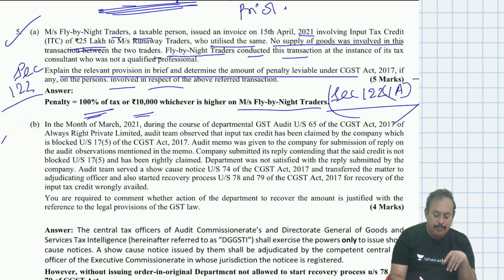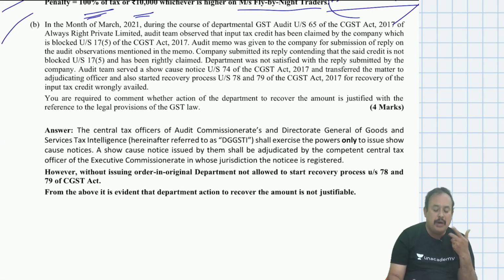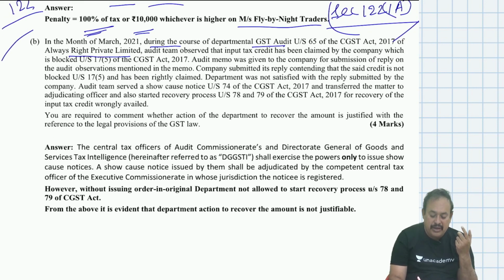Question number 5B, referring here. In the month of March 2021, during the course of departmental GST audit under section 65 of the CGST Act of Always Right Private Limited, the audit team observed that input tax credit has been claimed by the company which is blocked under section 17 subsection 5 of the CGST Act.